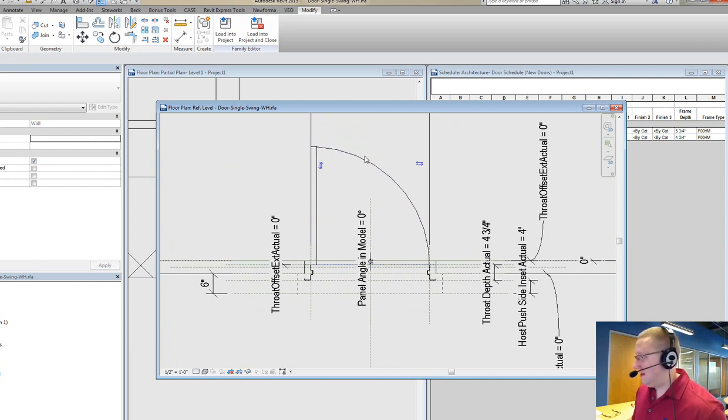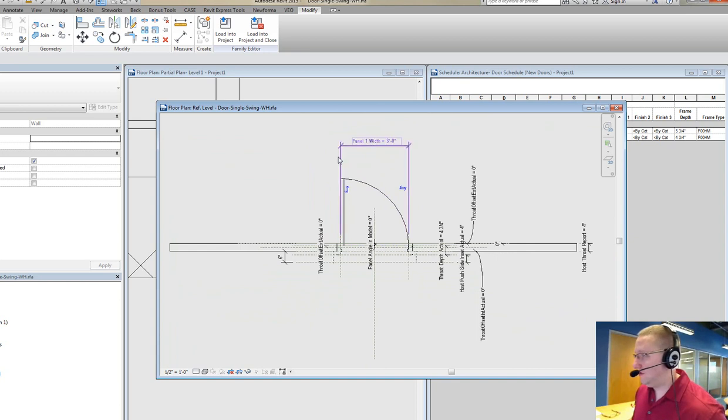So that is the gist of the technical changes in the doors, except for there just being more of them.